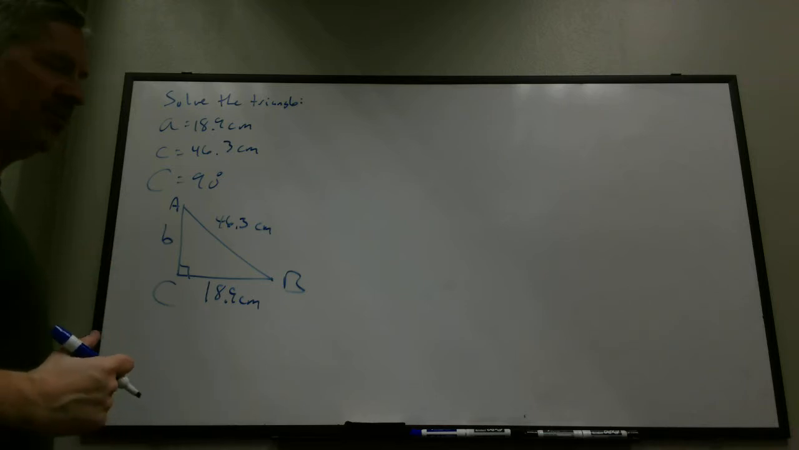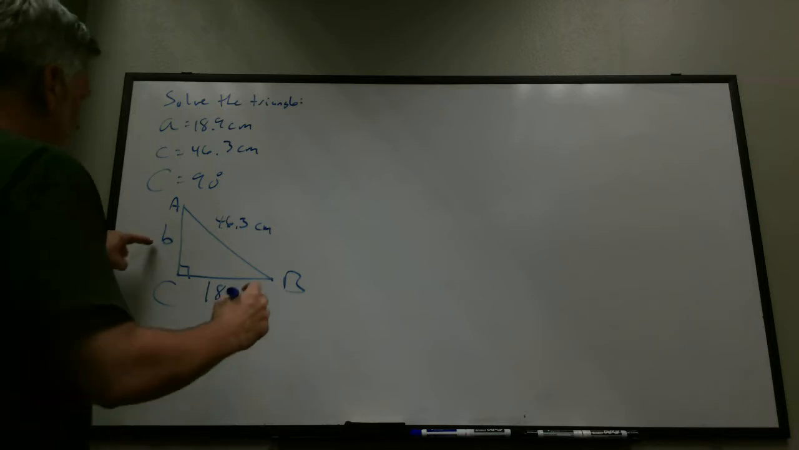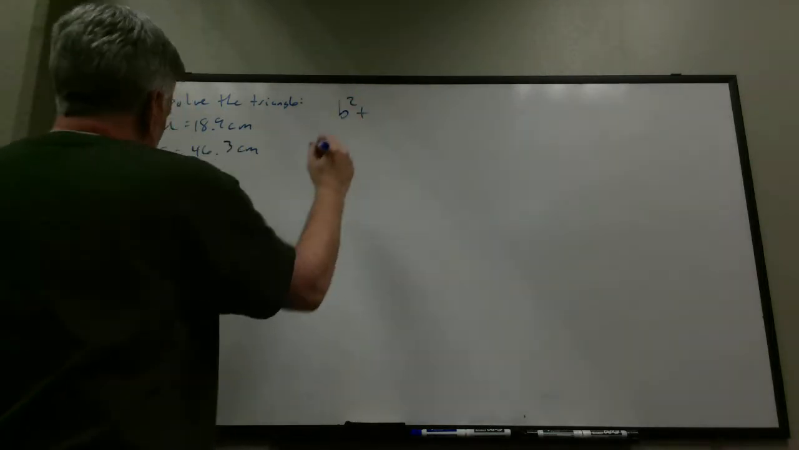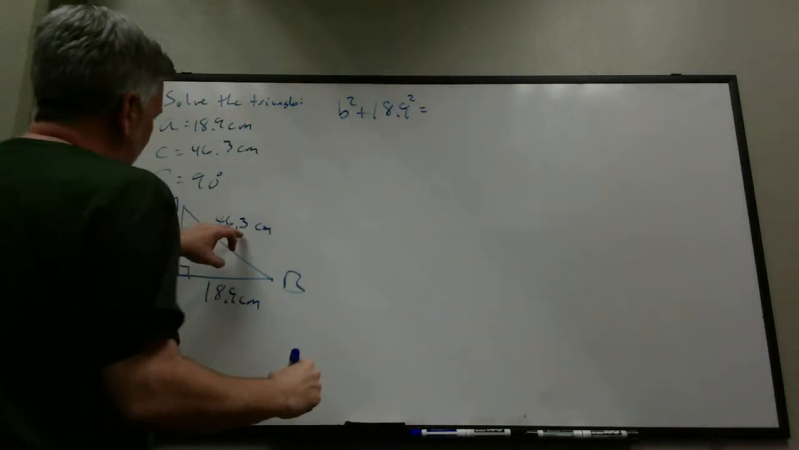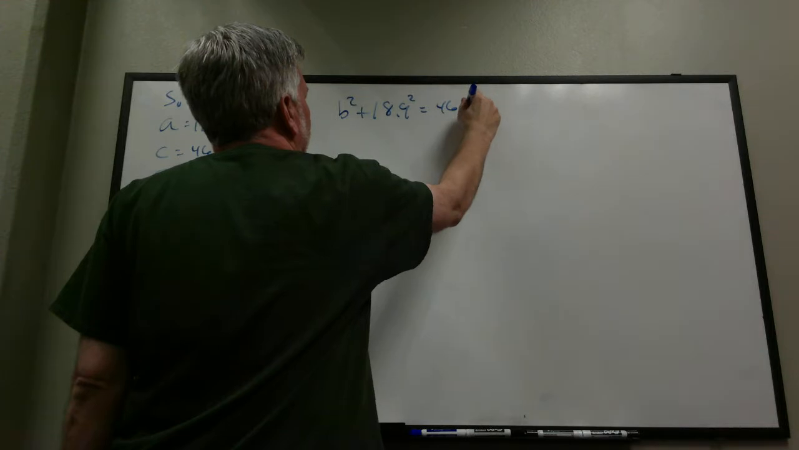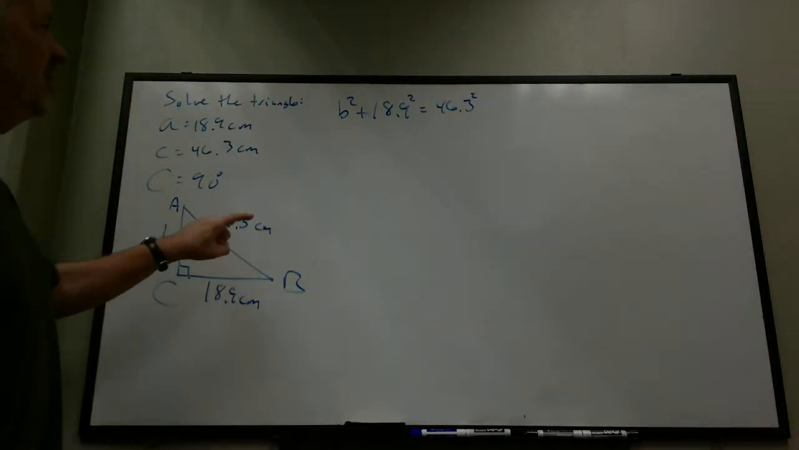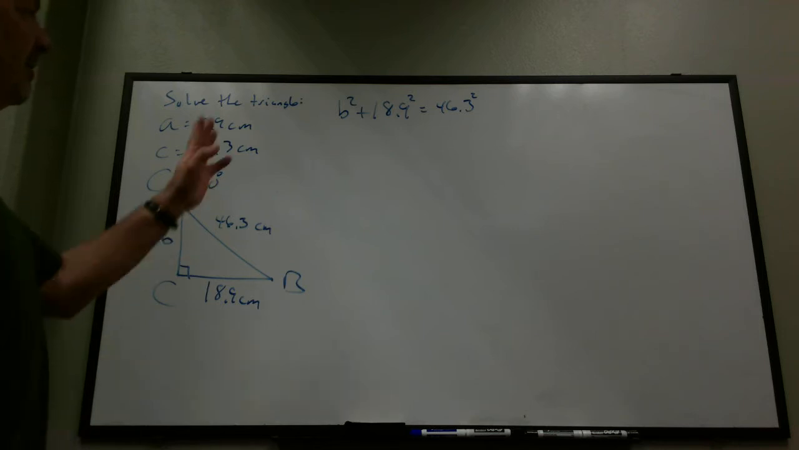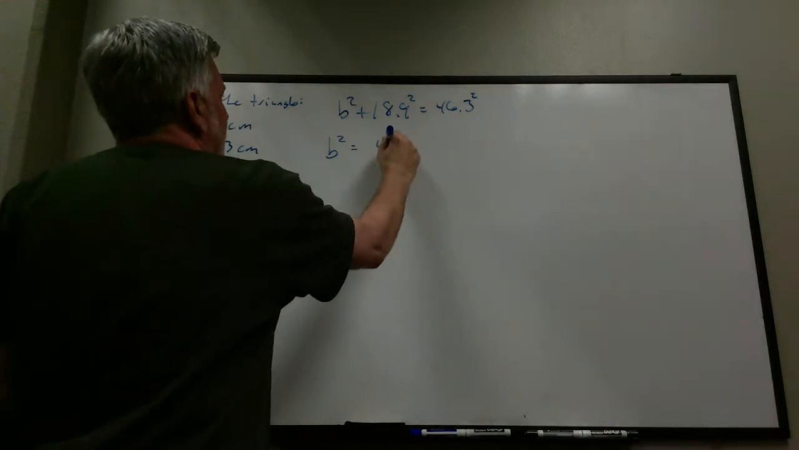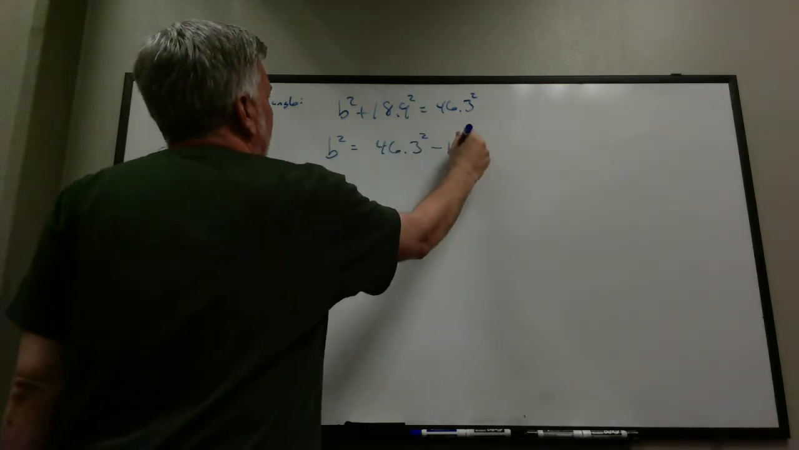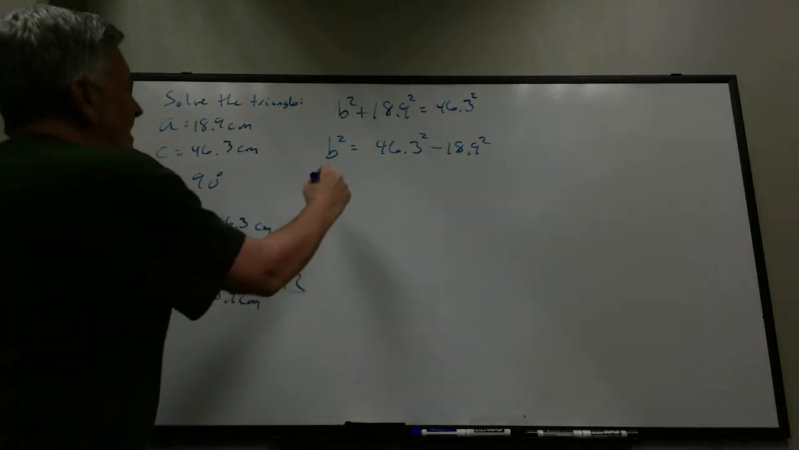Well, you could use the Pythagorean theorem to find the remaining side. Why don't we just go ahead and do that and get that out of the way? So b squared plus little a squared, 18.9 squared, is the hypotenuse squared, 46.3 squared. I'm not going to punch it in yet. Let me get b squared. So b squared is 46.3 squared minus 18.9 squared. Subtract 18.9 squared from both sides.